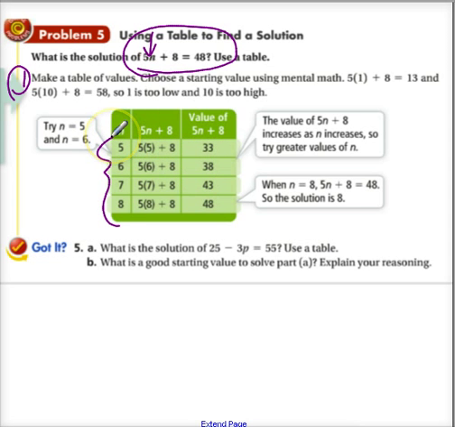You can choose your numbers that you think are reasonable. This example started with 5, and they chose a couple more. They put 5 into the equation. 5 times 5 is 25 plus 8, they got 33. Our target number is 48. Okay, so that one didn't work. Let's try 6. 5 times 6 is 30 plus 8, 38. Not quite. And they kept making their table until they finally found their target answer. So when n equals 8, it is a solution. So you're creating a table.